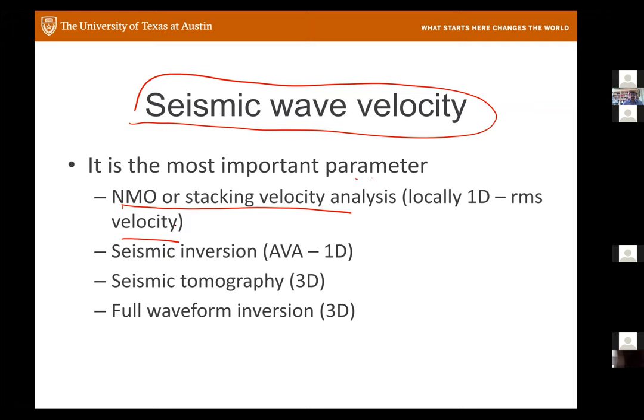Then the next step was to go after amplitude, which was done by looking at amplitude variation with angle, and this makes a locally 1D approximation. And then almost in parallel, in the earthquake seismology and global seismology community, we've been doing seismic tomography, which basically works with a particular attribute, which is travel time. And now we're at a stage where we're using full seismic gathers, like the ones I showed you. And that is called full waveform inversion.